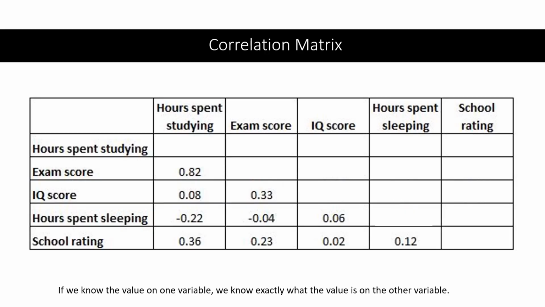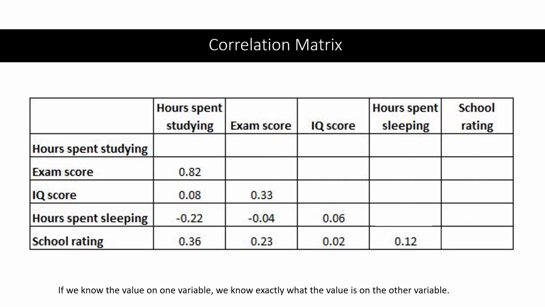So here we have these same variables in a correlation matrix. You can see the variables that we just named listed here in this first column: hours spent studying, exam score, IQ score, hours spent sleeping, and school rating. You can also see those same variables listed across the top. And this is how a correlation matrix works. When you have a number of variables, you want to show the correlations between each pair of variables. This is the way that it's done.